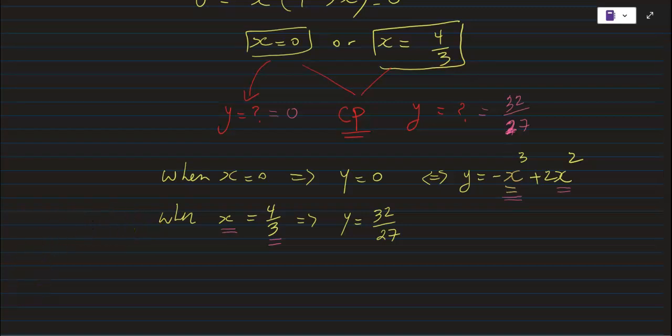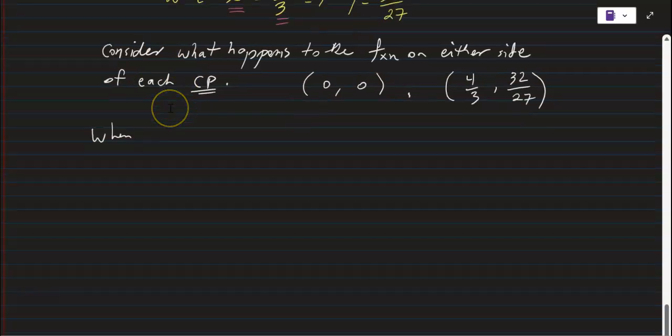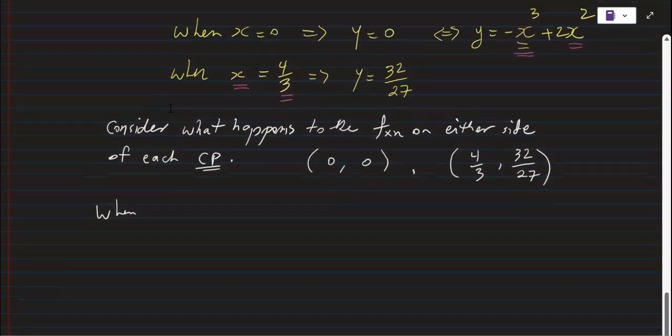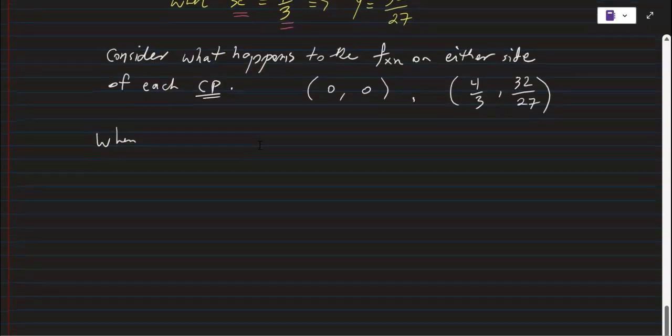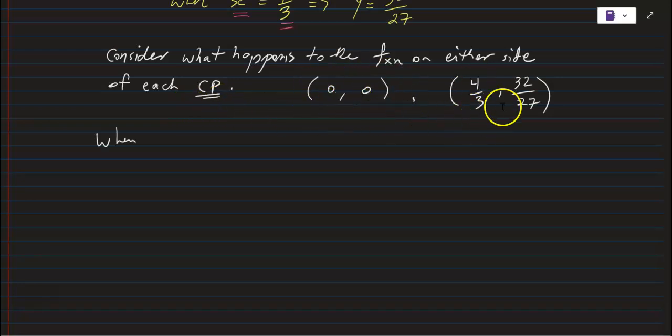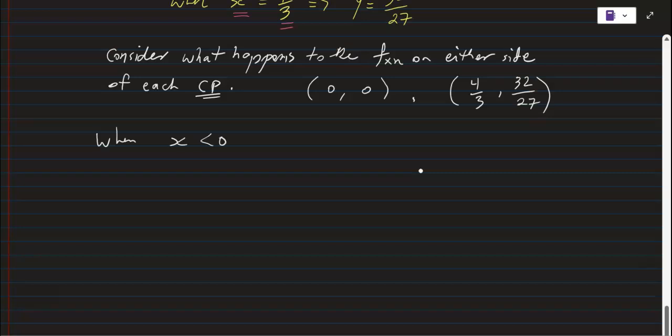Now that we have this, we need to go ahead and analyze the graph between the intervals. Let's consider each of these values and go through. First consider what happens to the function on either side of each critical point. Remember the critical points we got: (0, 0) and (4/3, 32/27). There are two critical points. So what happens when x is less than 0?